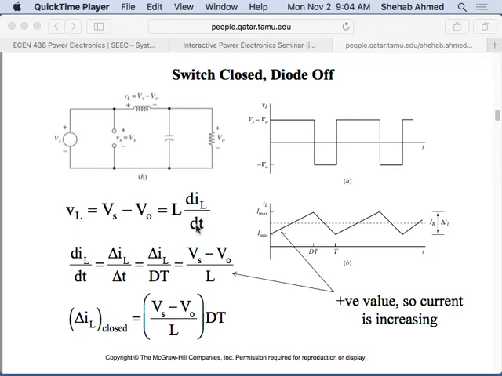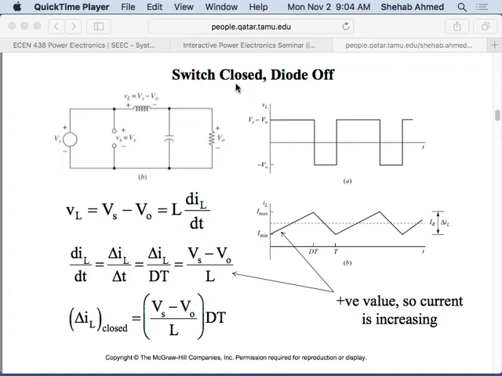And then what they did was they brought this L into the denominator here. So (Vs minus V output) over L is equal to di/dt. They wrote di/dt in a different fashion. How did they write it? The di/dt is the change of current with respect to time during this period, right? What is this period?